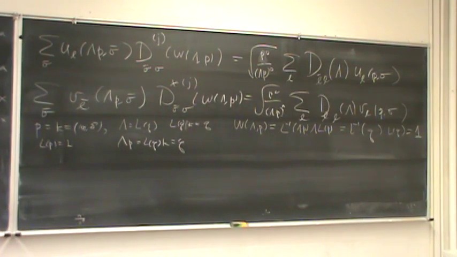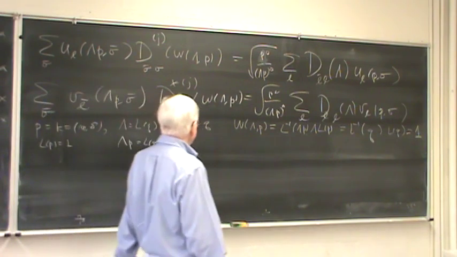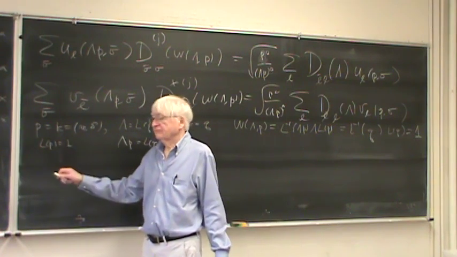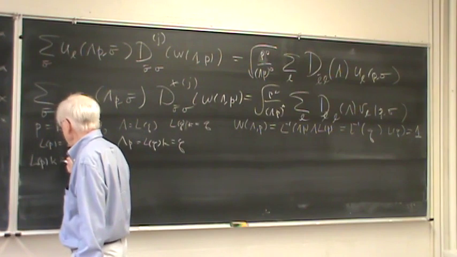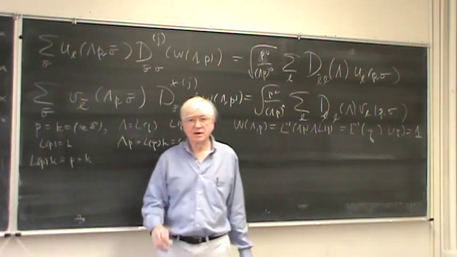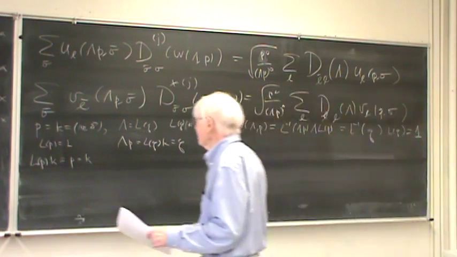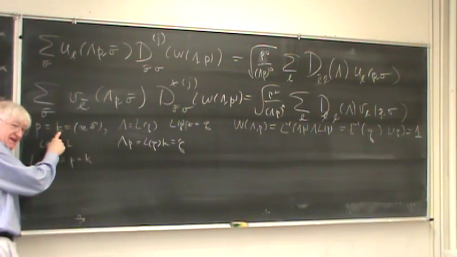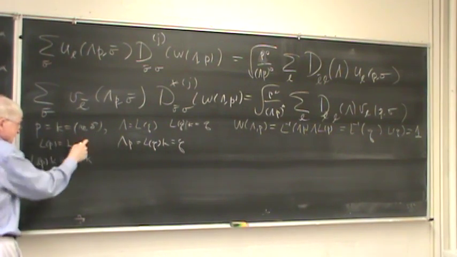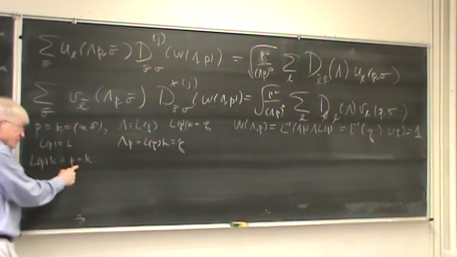Wait, why is L of p equal to 1? Because p is equal to k. So in other words, L of p on k is equal to p, but this is equal to k, so L of p is 1. If it has only one dimension, can we say that? Here we're imagining we're boosting in some arbitrary direction. Well, we can say L of p is 1, because we're choosing p equal to k for simplicity. k is m0. The definition of L of p is that it takes k into p, but if p is equal to k, then it's just 1.